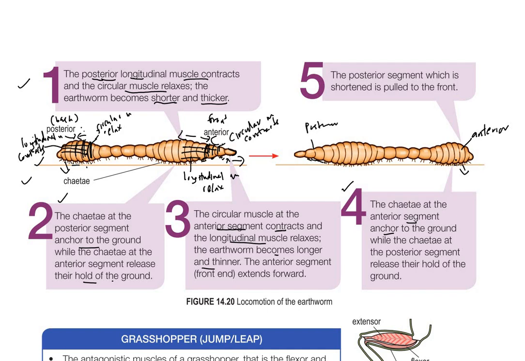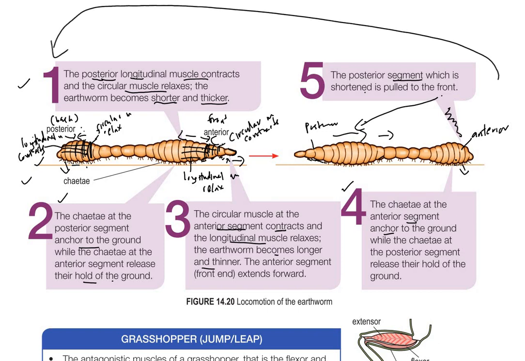So the posterior segment which is shortened is pulled to the front. Actually this one is related to this one. Now the posterior here will be pulled to the front, so that's why this posterior will move forward. It's like the anterior will pause a bit, and then all the posterior part will move forward. Then the cycle will be repeated, back to this one.